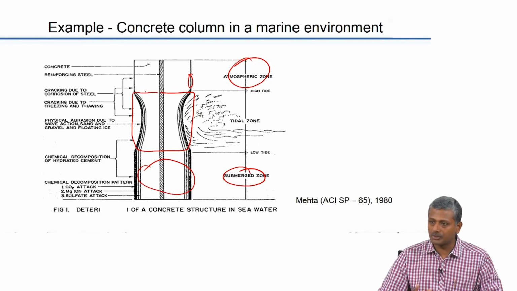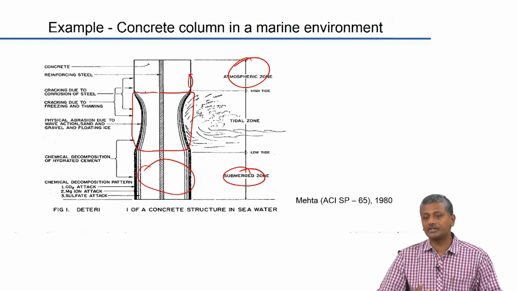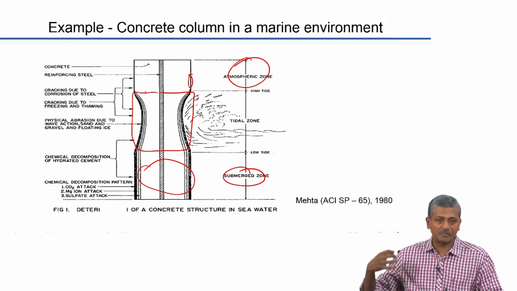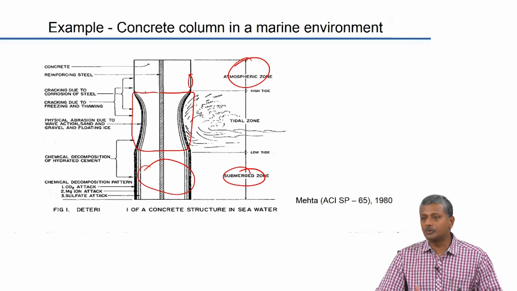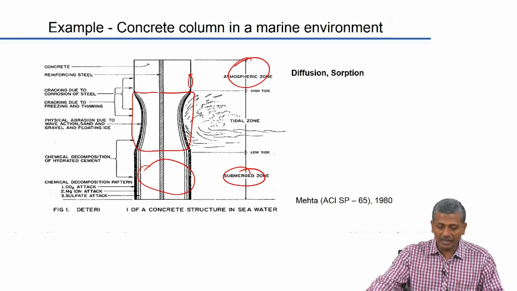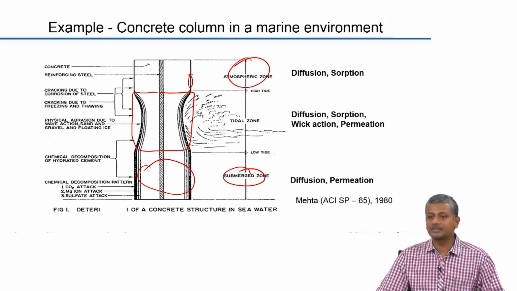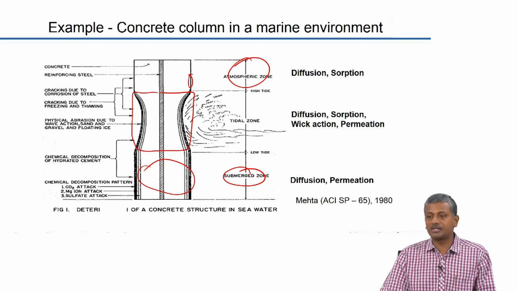So, you have diffusion, you have water permeation, you have Wick action, you have sorption, you also have physical degradation because your waves are splashing against the concrete. So, there is physical degradation. So, that is probably the most extreme condition that you want to design for. So, based on that you can then list out the mechanisms that are actually acting in these regions, and for that you need to actually specify the test methods.